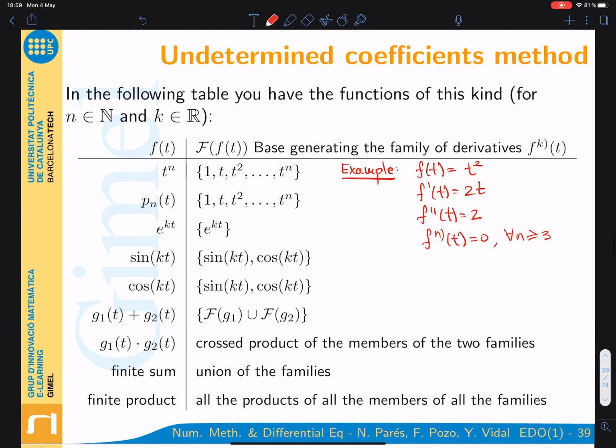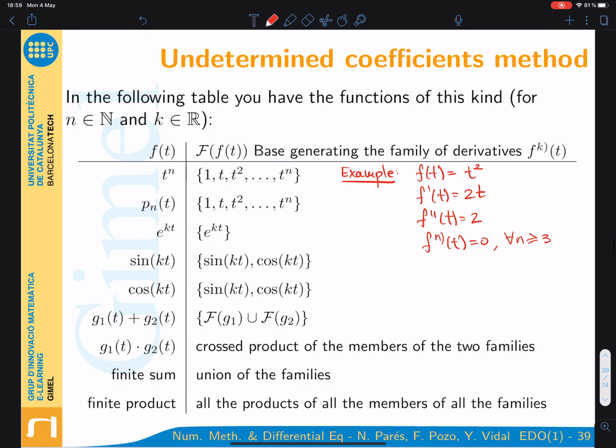So the function and its derivatives can be written as a linear combination of these functions I'm writing here. There are only 3 functions here, so it's a finite family of functions that allows us to write any of the derivatives and the function itself.